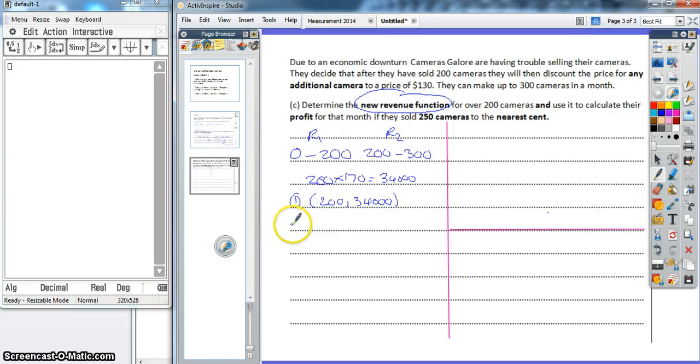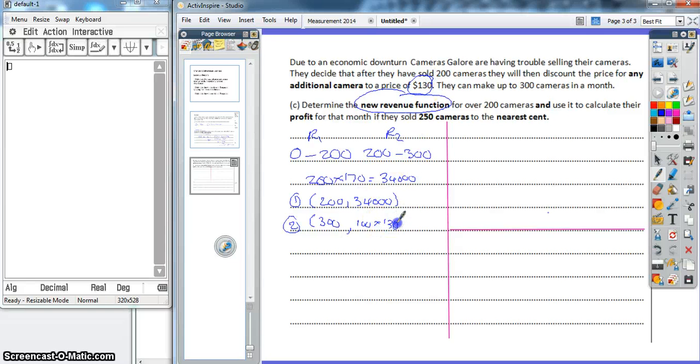The next one, point 2, well that's going to be 300 cameras, and here we've already made 34,000. We then sell an additional 100 cameras at the new rate. So it's 100 cameras at the new rate, so 100 times 130 at the new rate.